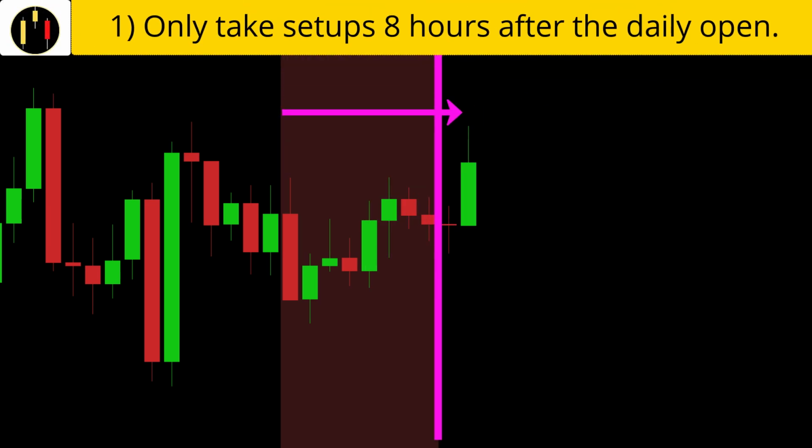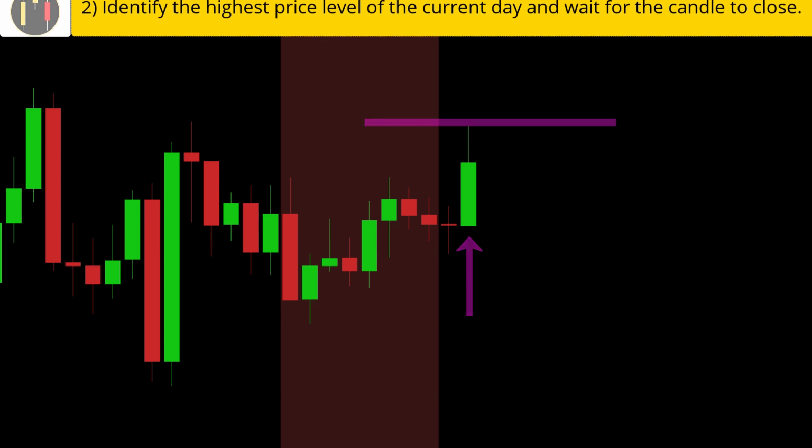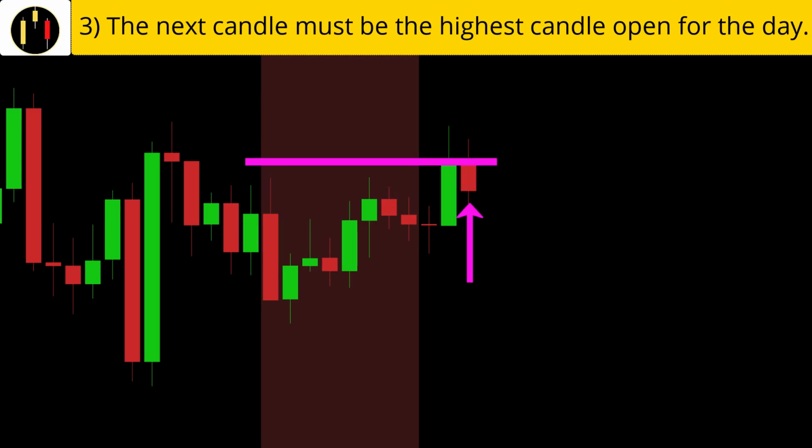First, we are only taking setups 8 hours after the daily open, which is outside the red shaded area. Second, identify the highest price for the day and wait for the price to come above that level and then for that candle to close. Third, the next candle must be the highest open for the entire session day. We can see no candle opened higher than this one.